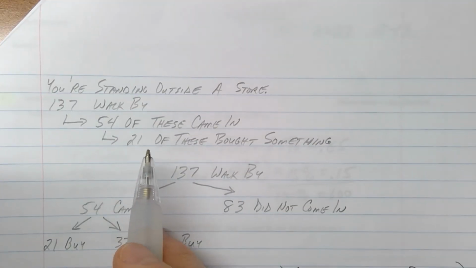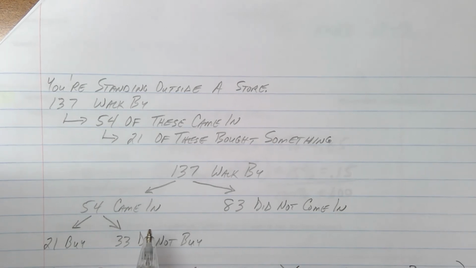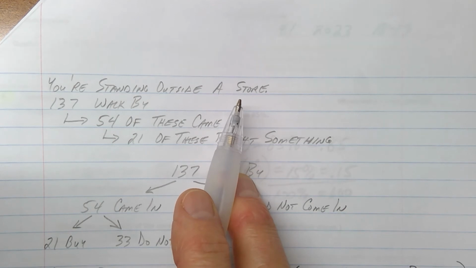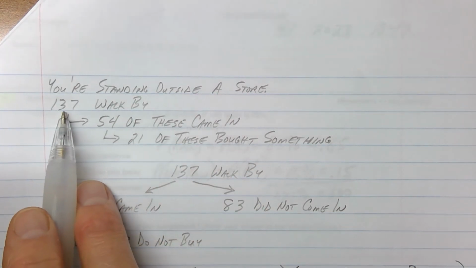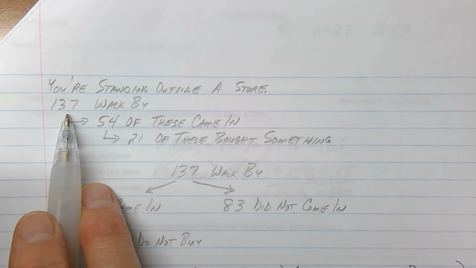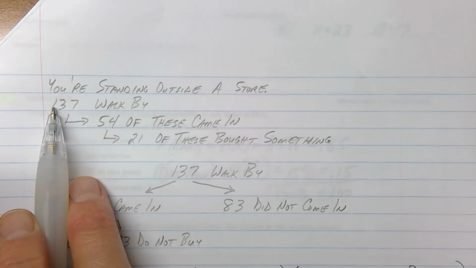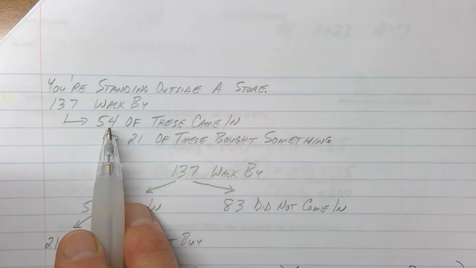Okay, and the last thing I want to cover is I want to introduce you to some given that situations. So given that something happened first, what's the probability of the second thing happening? So maybe you're standing outside a store, you're one of those clipboard people, you're taking a survey and you're measuring how many people walk by, all right? So you're standing outside a store and you notice that you mark on your clipboard that 137 people walk by, and then you notice that 54 of these actually went in the store. The rest of them just kept on walking on by.